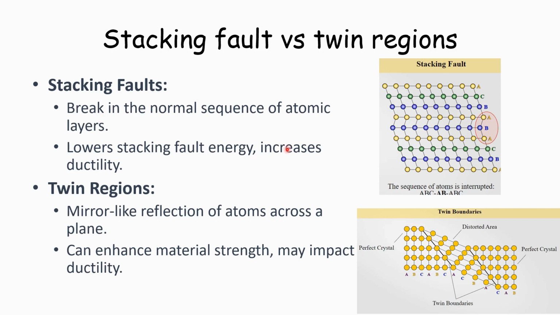And below here we have a twin region. Twin region is mirror-like, as you can see in the figure here. Twin region is a mirror-like area in crystals that makes the materials stronger. Yeah. So a twin region is a mirror-like reflection of atoms across a plane, and as a result of a twin region, it can enhance the material strength, and at the same time, it may impact the ductility of that particular material.